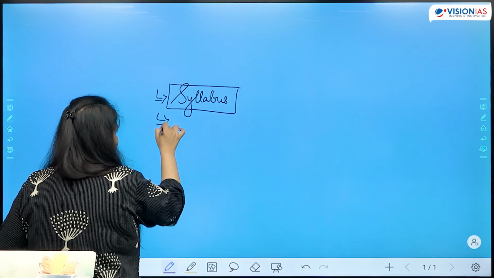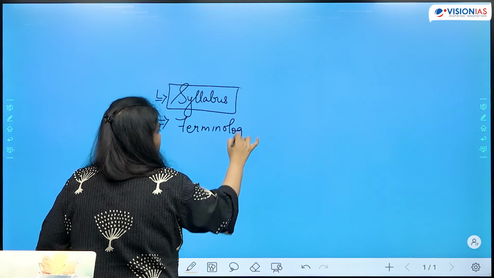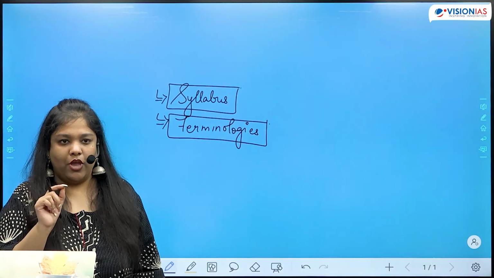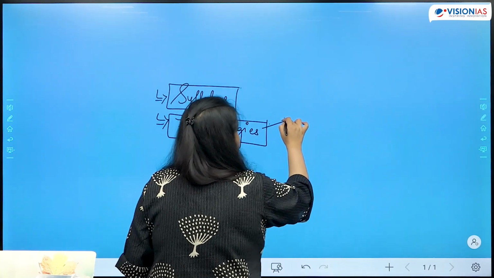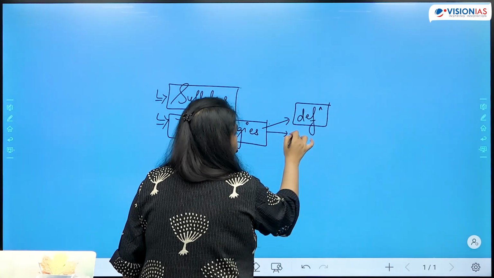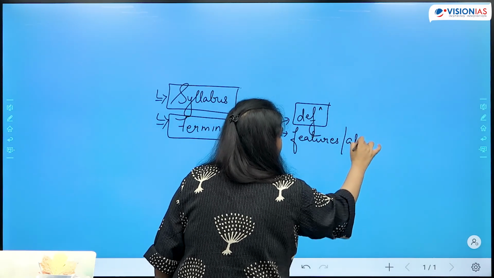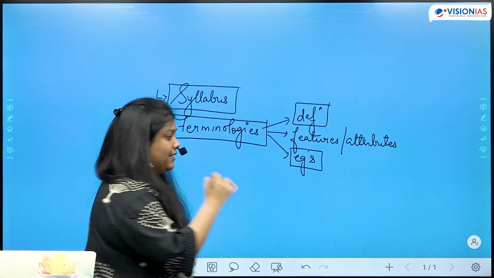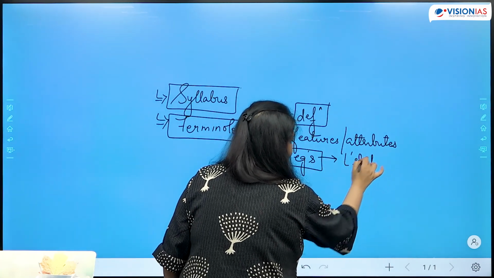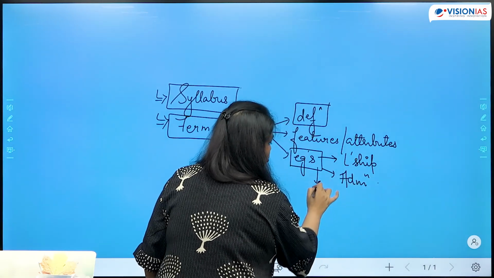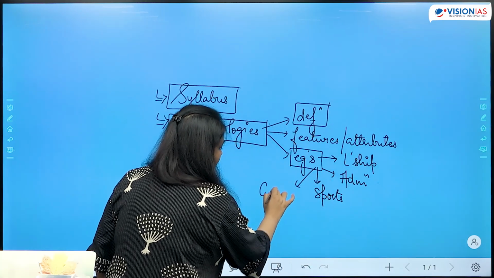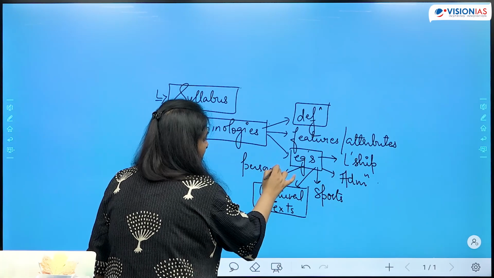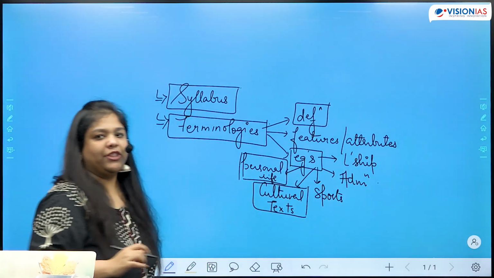Second thing which I have noticed, and which we have been saying also: prepare your terminologies well. It is very important to be prepared with every terminology in the ethics paper. And when I say that you should be prepared with terminology, I mean that you should be prepared with the definition. You should be prepared with the features, the characteristic features or the attributes. You should be prepared with the examples. And while preparing the examples, you can prepare them from leadership. You can prepare examples from administration. You can prepare examples from sports. You can prepare examples from cultural texts, Ramayana, Mahabharata, etc. You can prepare examples from your personal life. But you have to be prepared with the examples beforehand.